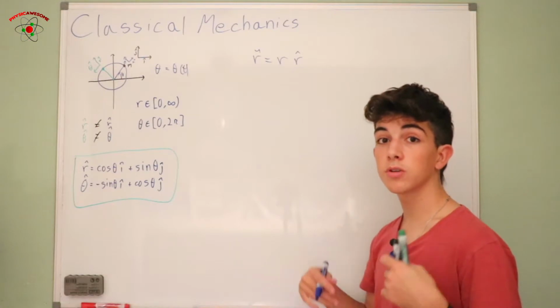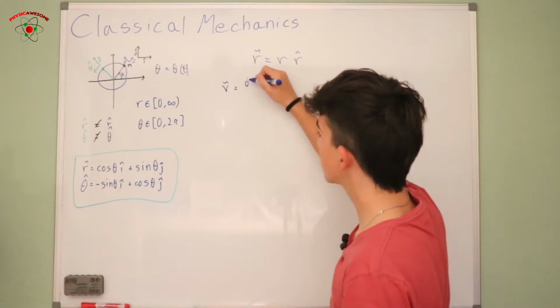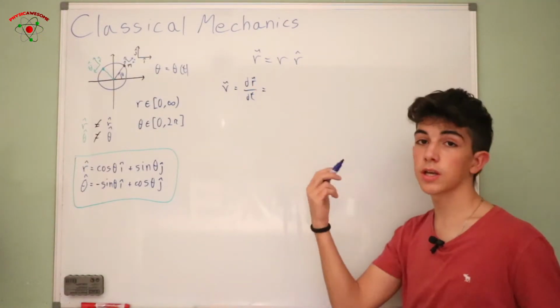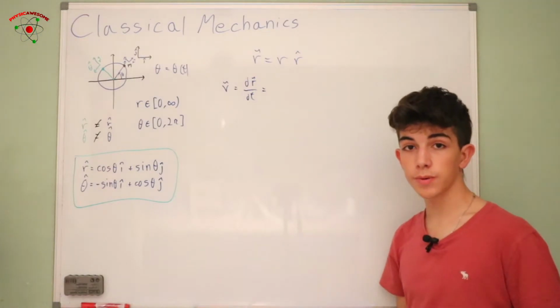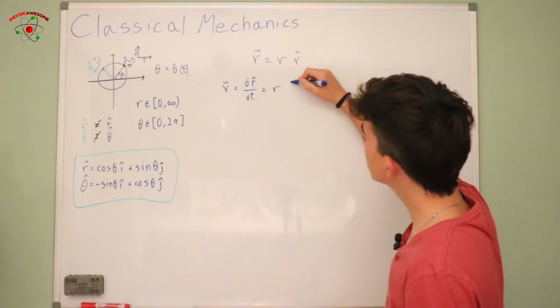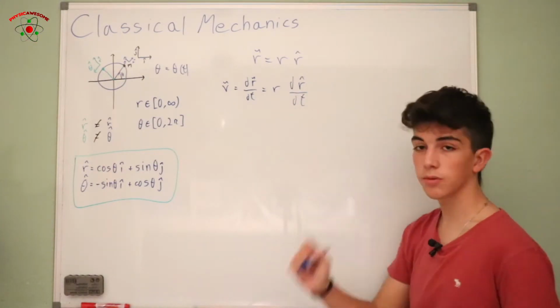Now let's see what the velocity will be. v is equal to dr/dt, and as we said, r is going to be time independent, and therefore it can go out of the derivative, and we will get that this is equal to the time derivative of the position vector.